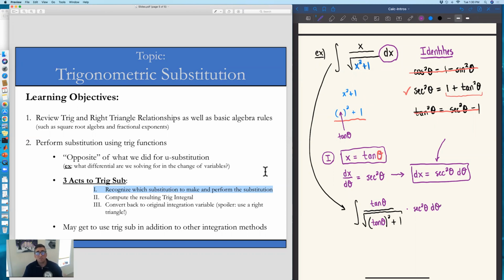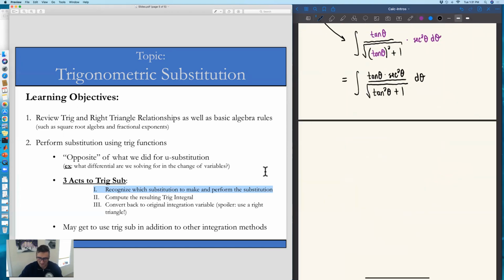And that is what I mean by actually performing the substitution, not just substituting the trig function wherever we have an x, but we also have to do the dx to d theta swap by taking the derivative of that x equals whatever trig function we have. So we can try to clean this up just a little bit. We have a tangent theta in the numerator. We're multiplying the whole thing by secant squared, so that's times secant squared theta. And then we're dividing by the square root of a tangent squared plus 1. And that is in terms of d theta.